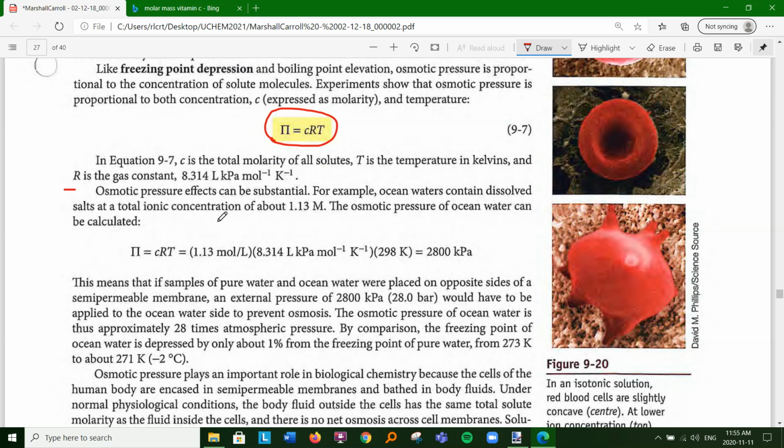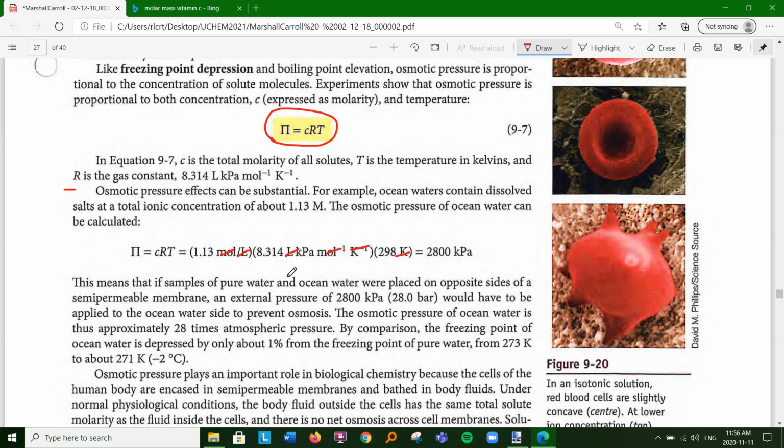Ocean water is obviously a solution. If you take a look at all salts, some data shows you can have, let's say, 1.13 moles per liter of dissolved salts in an ocean, and then multiply that by the gas constant, and then, because it is a pressure, times the temperature. You see Kelvins cancel, moles cancel, liters cancel, so you get kilopascals.